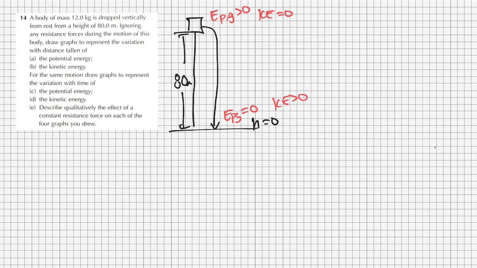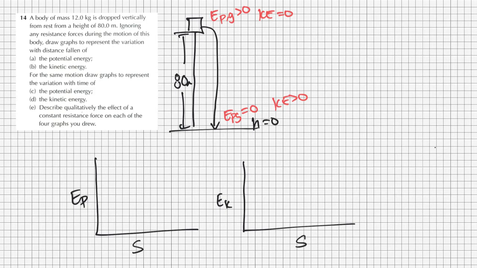So how are we going to draw that based on our graphs? All right, so we're going to draw two graphs here. One of them is the potential energy, one of them is the kinetic energy. And those are based on my height, or the distance that it's fallen, okay?